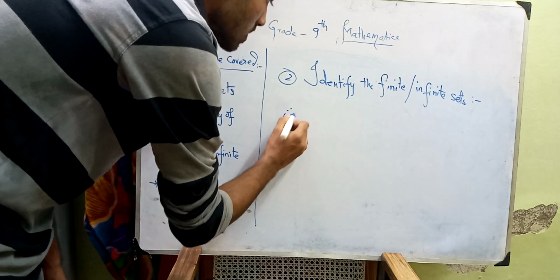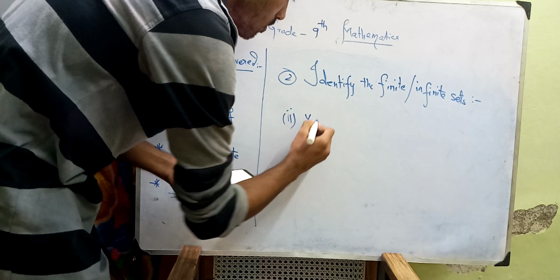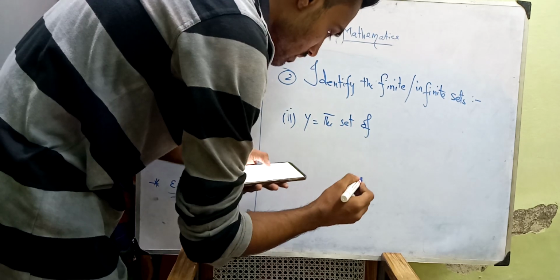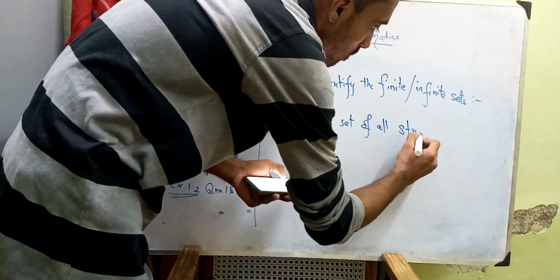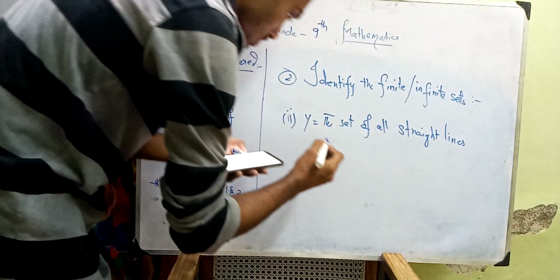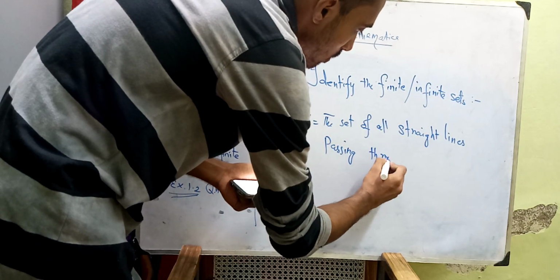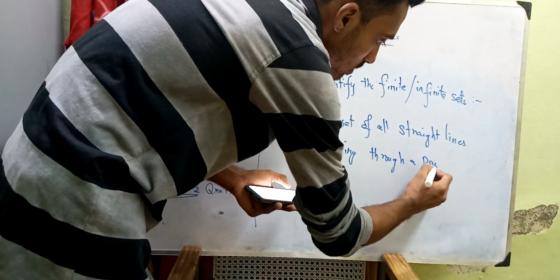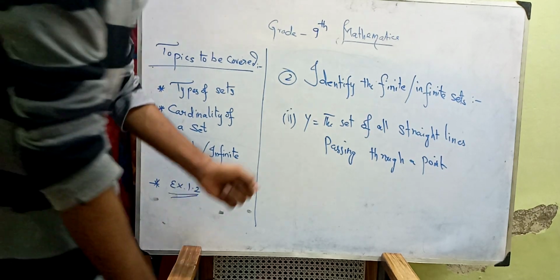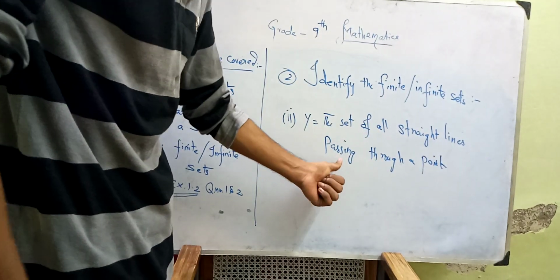I would like to tell the second question. The second question is: y is equal to the set of all straight lines passing through a point. Okay, so y is nothing but the set of all straight lines passing through the point.